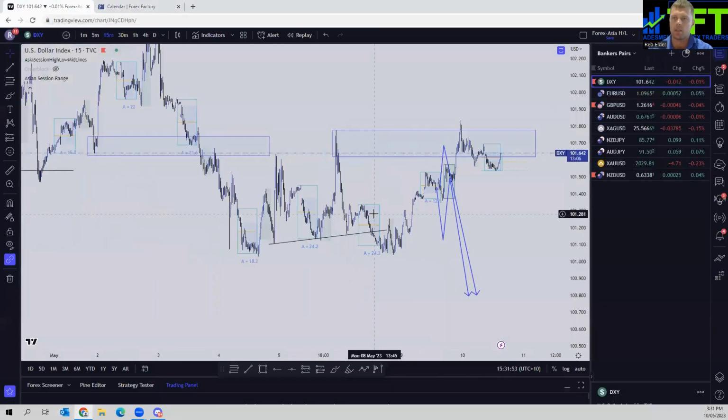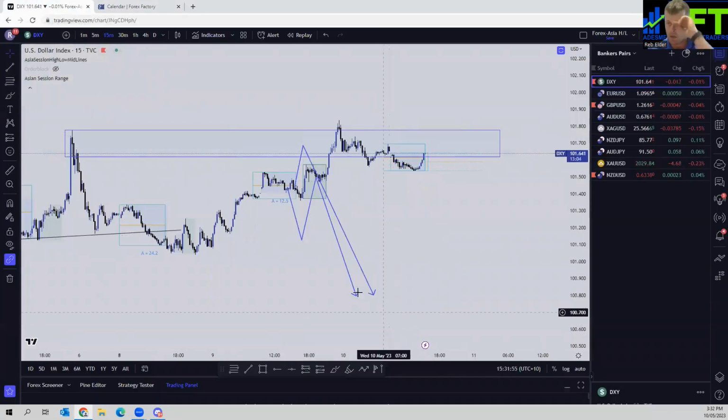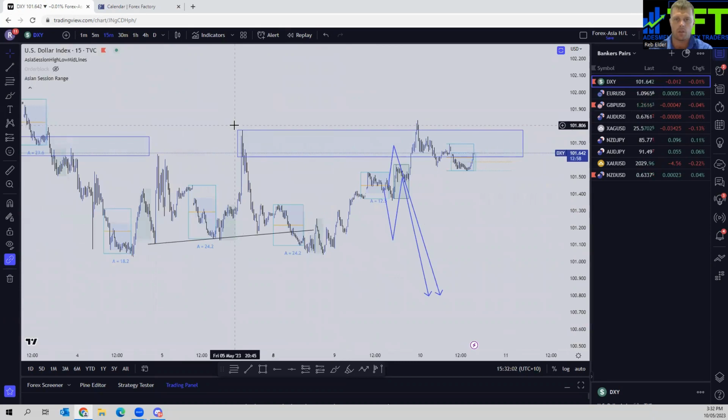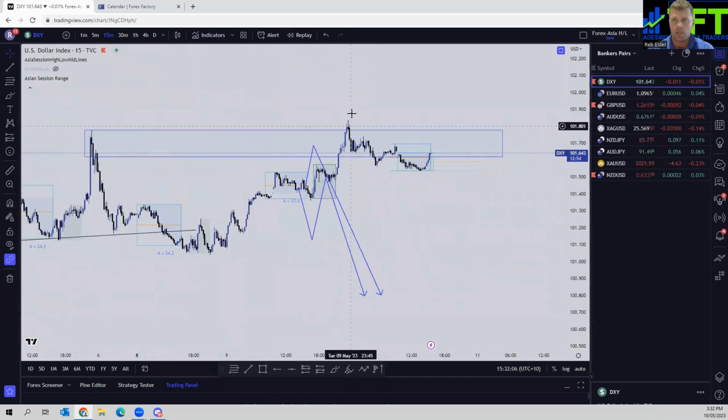So basically, yesterday we were looking for a bit of bearish activity. Obviously, we came up. We just wicked above this zone, took a bit of high structure, high liquidity, and we've obviously started flagging back down since.